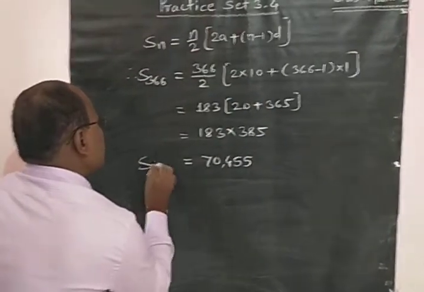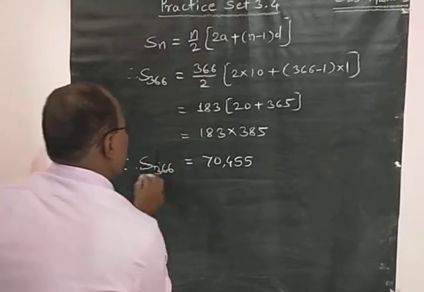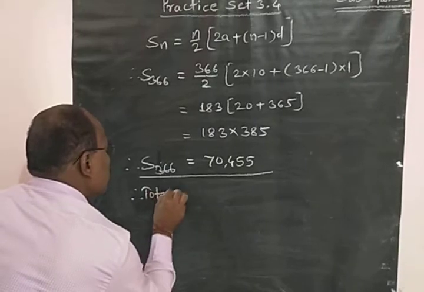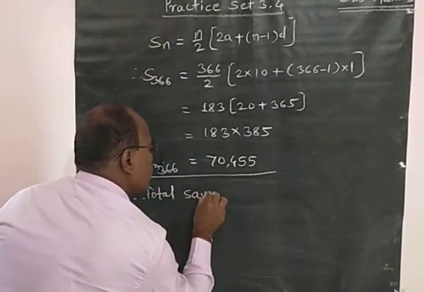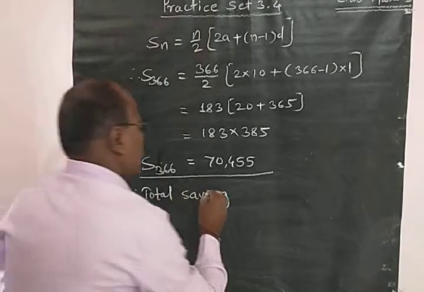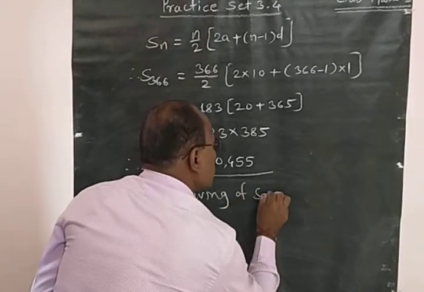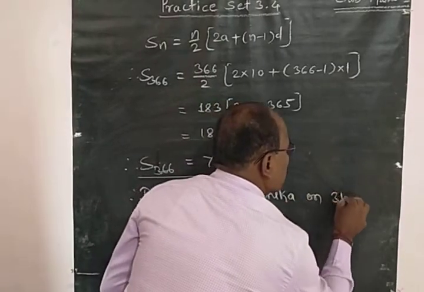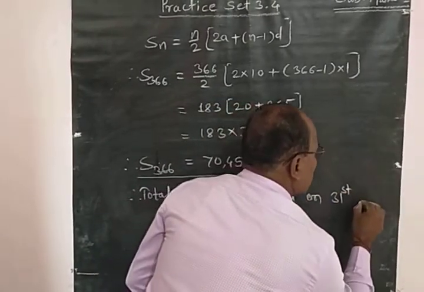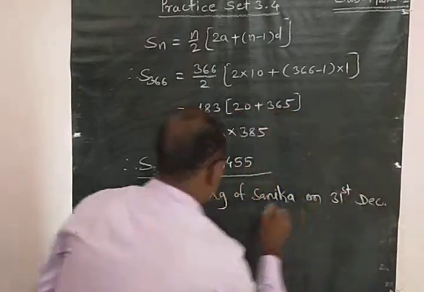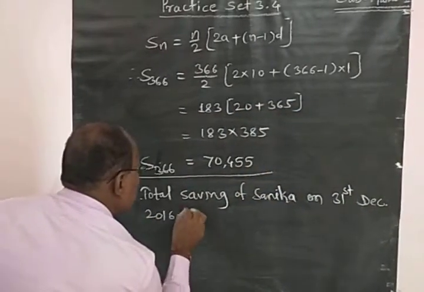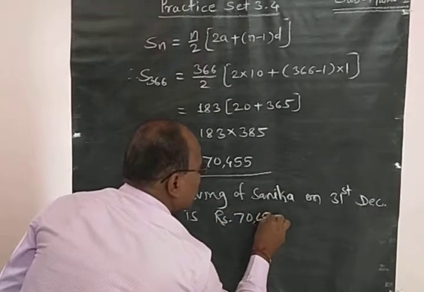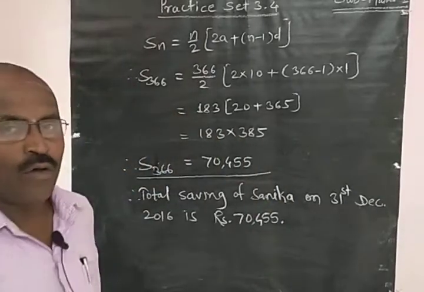Therefore S366 is equal to this one. That means therefore total saving of Sanika on 31st December 2016 is rupees 70,455. Okay.